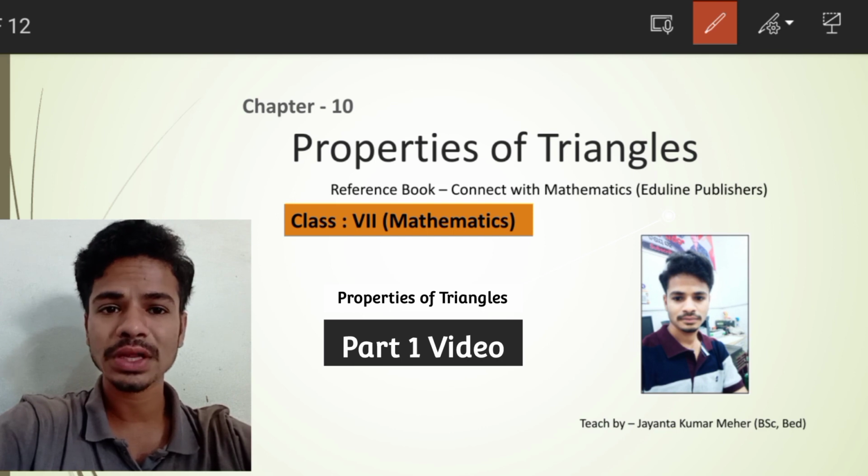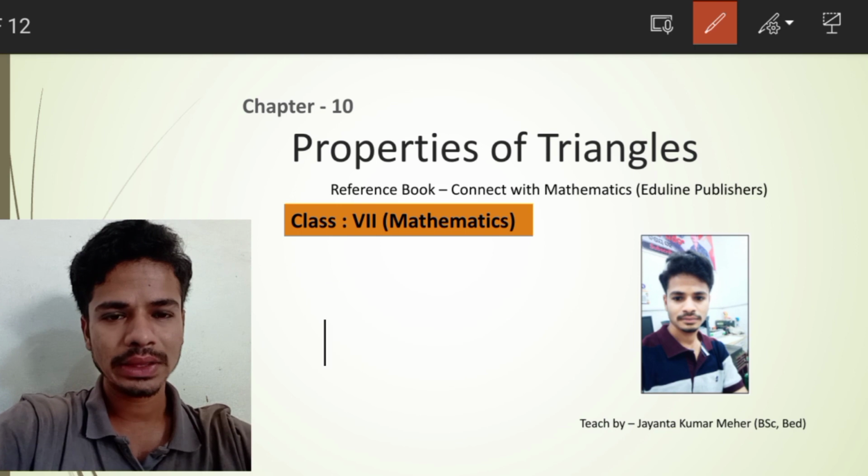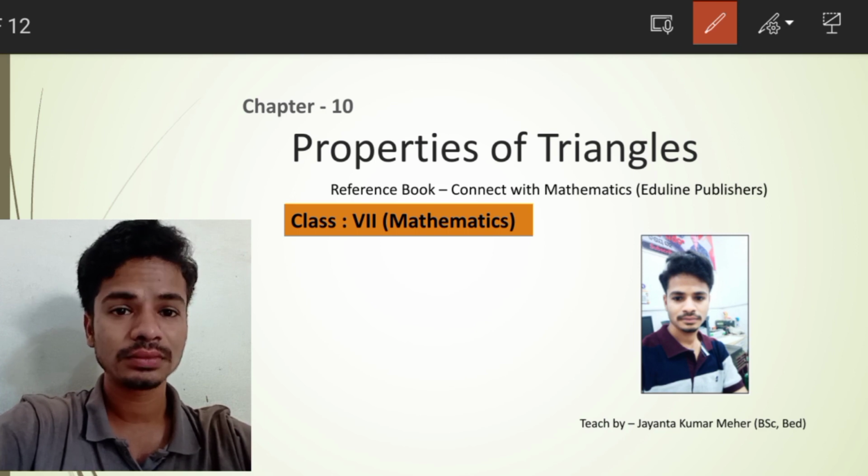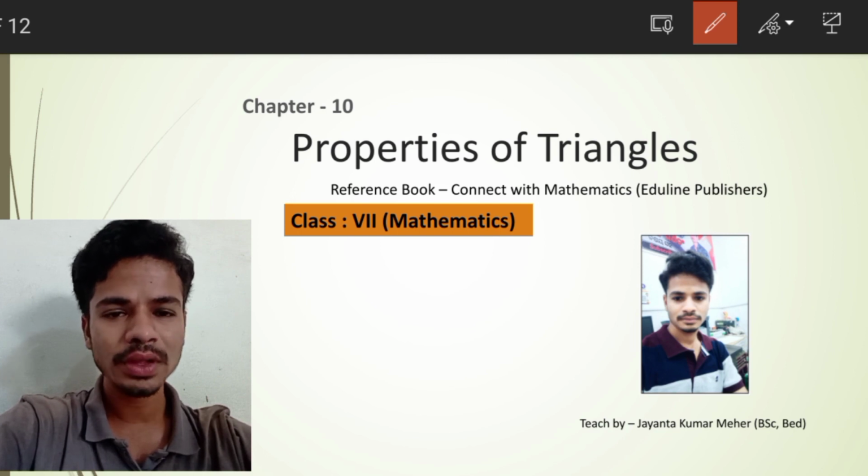In our previous classes we discussed the construction of quadrilaterals. That was the topic of class 8 geometry, but here we are going to discuss the properties of triangles. This is the topic of class 7 geometry. The reference book is Connect with Mathematics, Eduline Publisher.